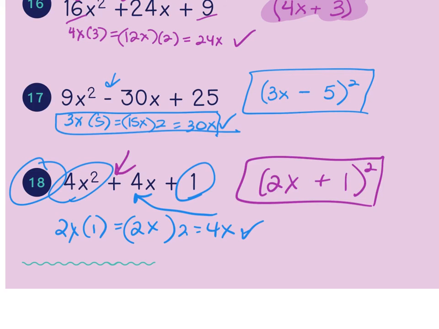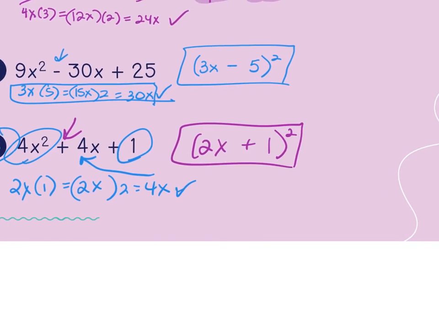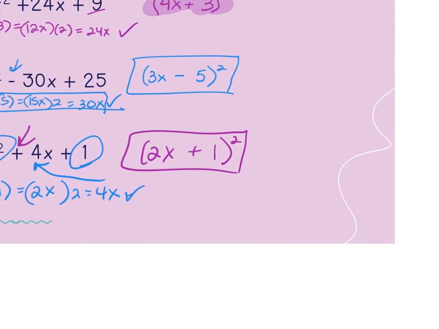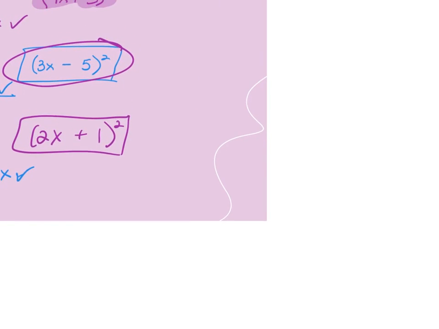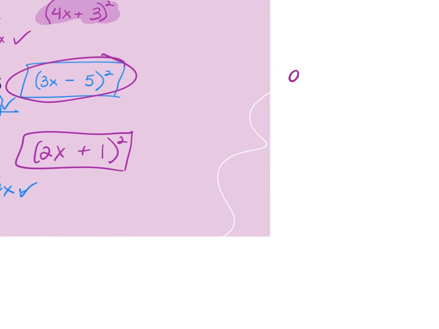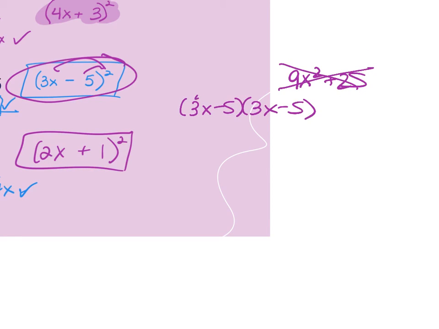And then again, you can always expand that and FOIL it, right? Because you can always check these answers. Just be careful, because that's a common mistake a lot of you made on the quiz. If I'm going to expand (3x minus 5) squared, it is not 9x squared plus 25. You can't distribute an exponent on a sum or difference. You would have to expand that out so it's 3x minus 5 and 3x minus 5, and then FOIL it.